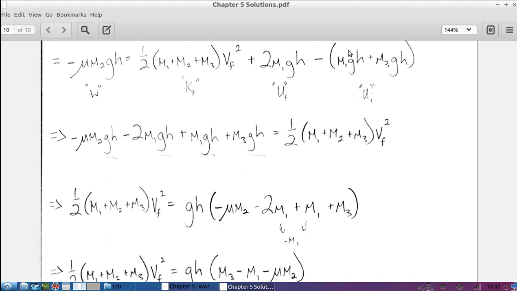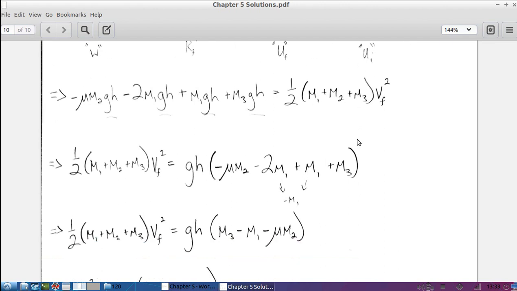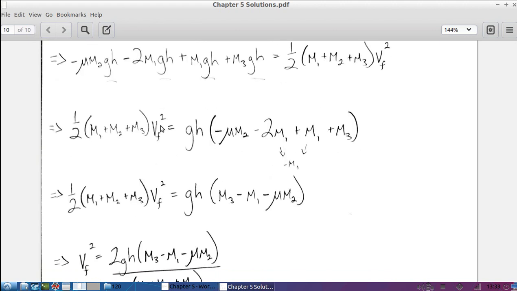So once I do that, I'm getting all the terms that don't have V final in it on the left side. So I'm subtracting this term from both sides, and I'm adding those two terms to both sides. All right. So I get the work minus 2m1gh plus m1gh plus m3gh. All of that's on the left side for me, and then I've got my final kinetic term on this side. All right. And so I'm switching it around. You know, I like the variable that I'm looking for to be on the left side in case you haven't noticed. So I'm just flipping the equation around.